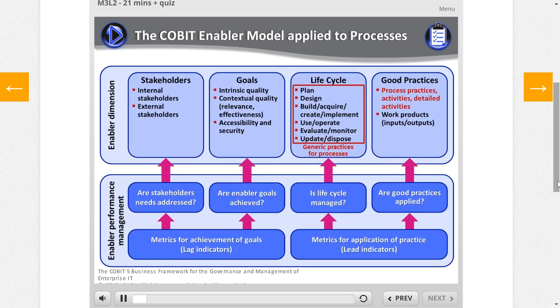The diagram on your screen shows the enabler model applied to processes. COBIT offers specific guidance for the lifecycle and good practices dimensions. In the rest of this lesson, we'll examine each aspect of the model in turn and see how it applies to processes. At each stage, we'll also see how each aspect is dealt with in Management Process BAI 06, Manage Changes.